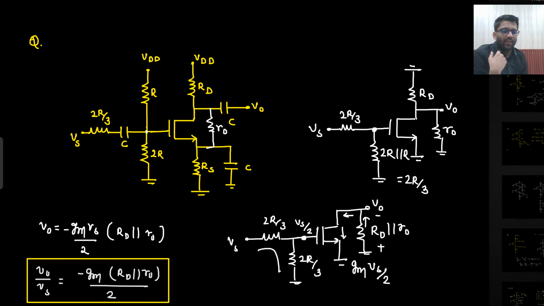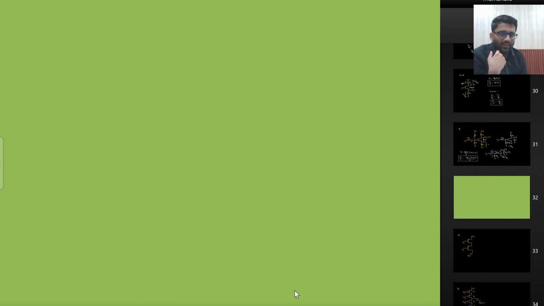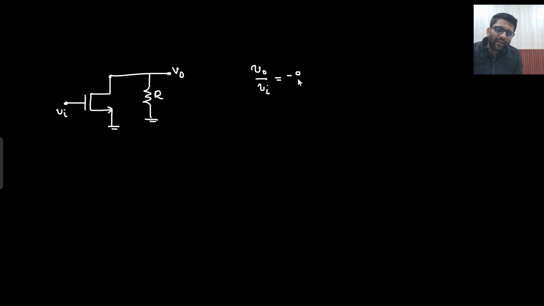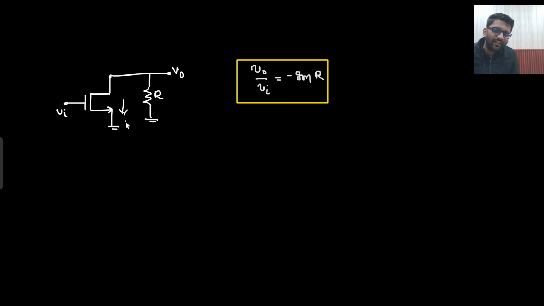One thing I am going to tell is that you can remember this final expression. If this is your MOS, here you are applying V in, and from V0 to ground, whatever resistance you see, this is your R resistance. Then V0 by V in equals minus GmR. It is very easy to derive. This current is Gm V in. The same current is flowing through this resistance R as well. So what will be your V0? Minus GmR into V in. So at least remember this one. This is known as the voltage gain of a common source amplifier, that is minus Gm into R.